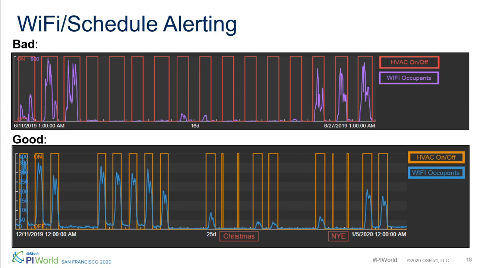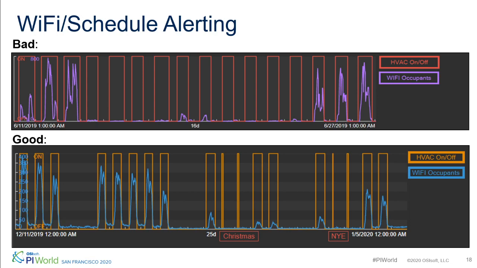Another thing we've done is use Pi notifications, so that if there are times where the Wi-Fi occupancy goes up and the HVAC is off, because it's now all in Pi, the value here is the HVAC data combined with the Wi-Fi data. If the HVAC is off and the Wi-Fi occupancy is up, there's a notification and someone can go in and turn things on, maybe before complaints happen and that sort of stuff.